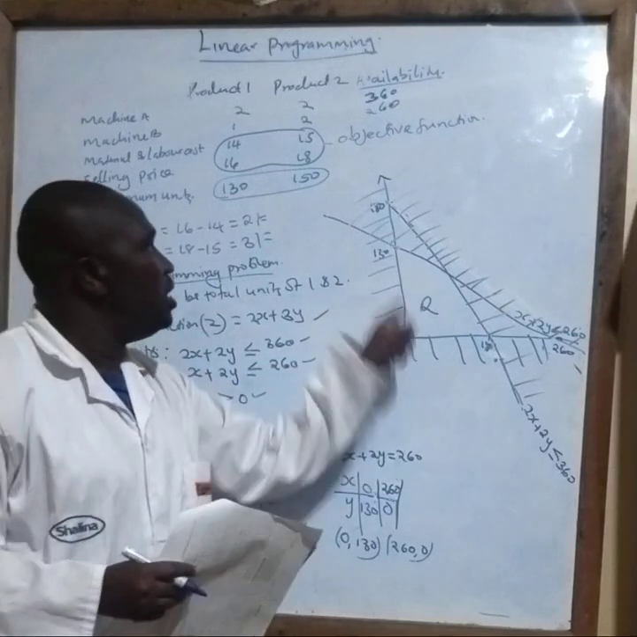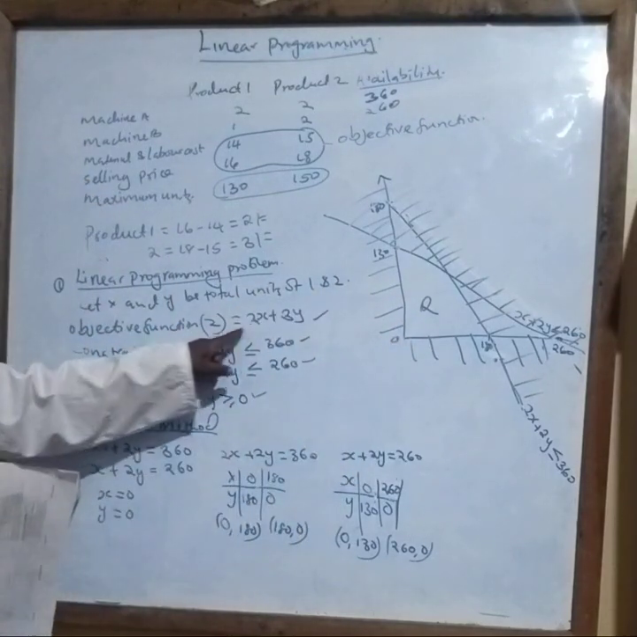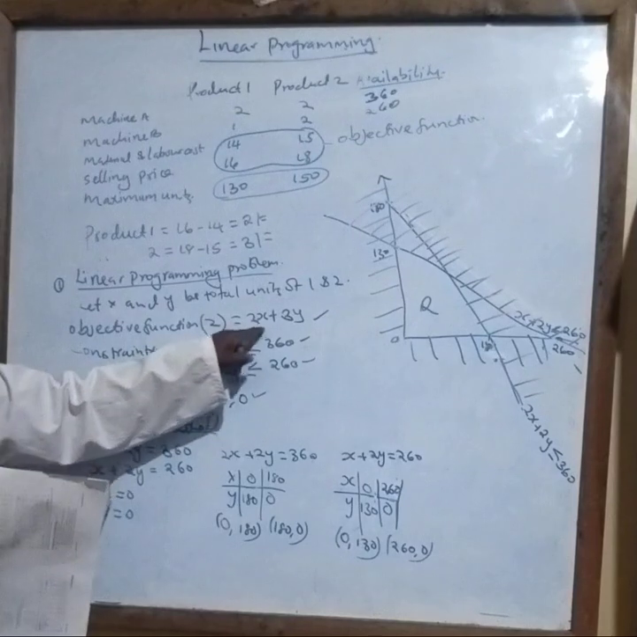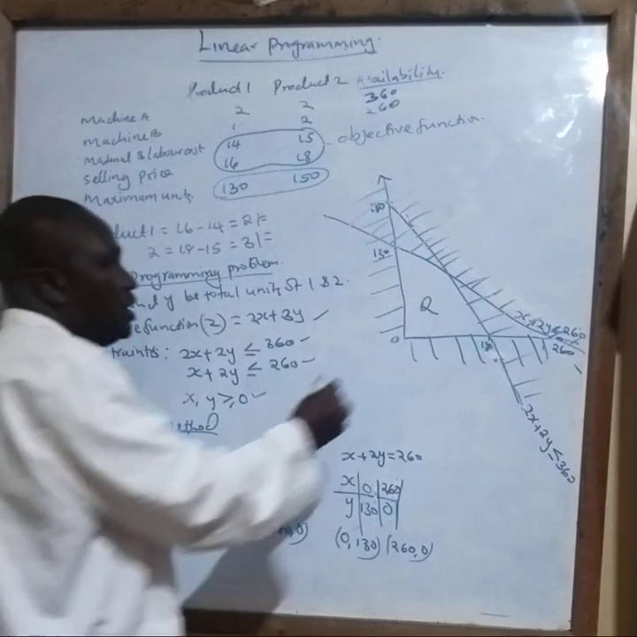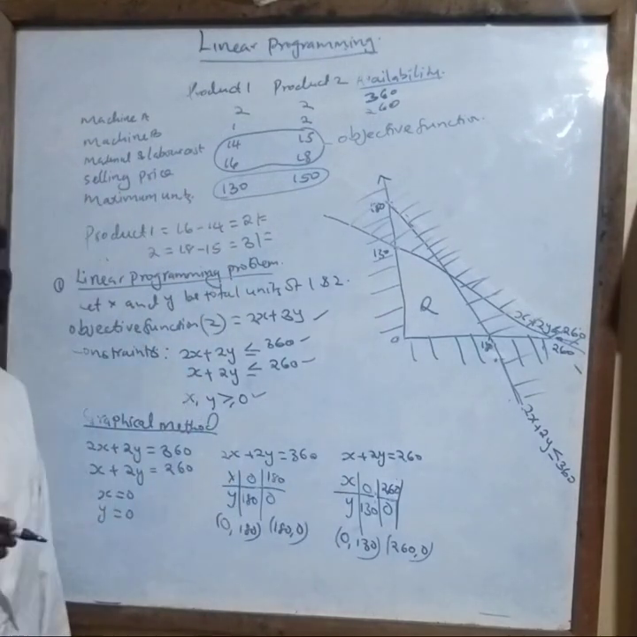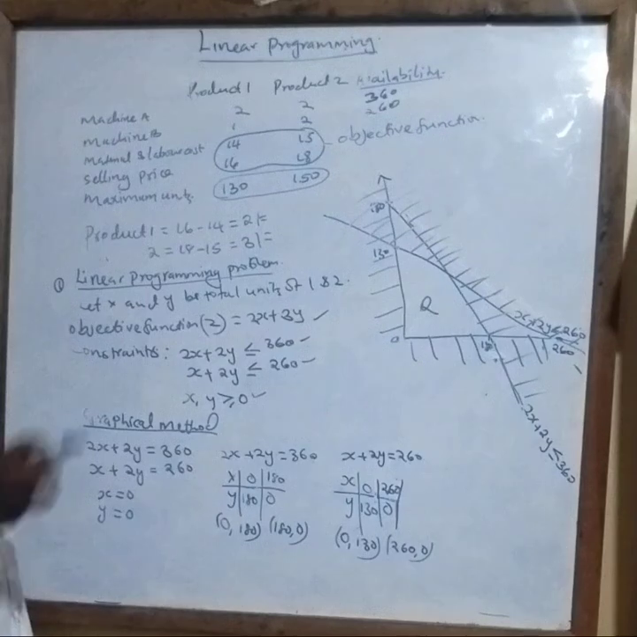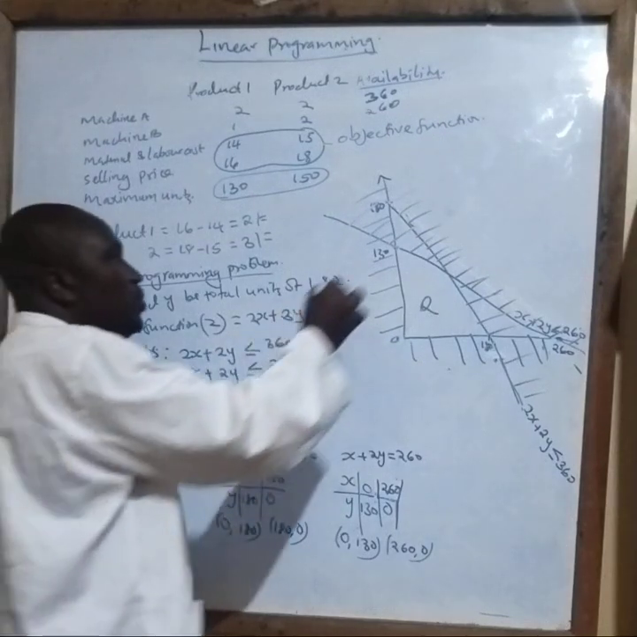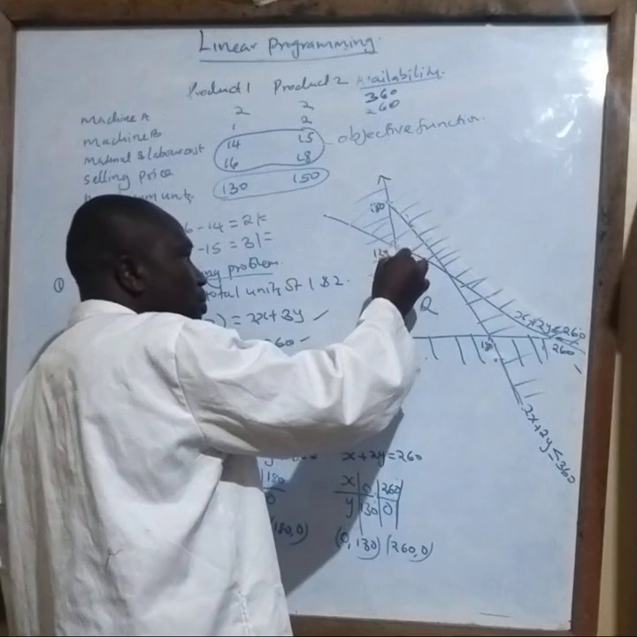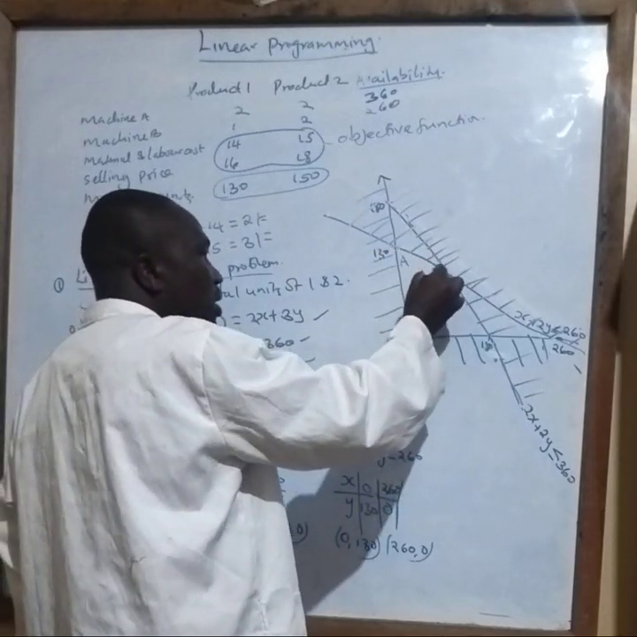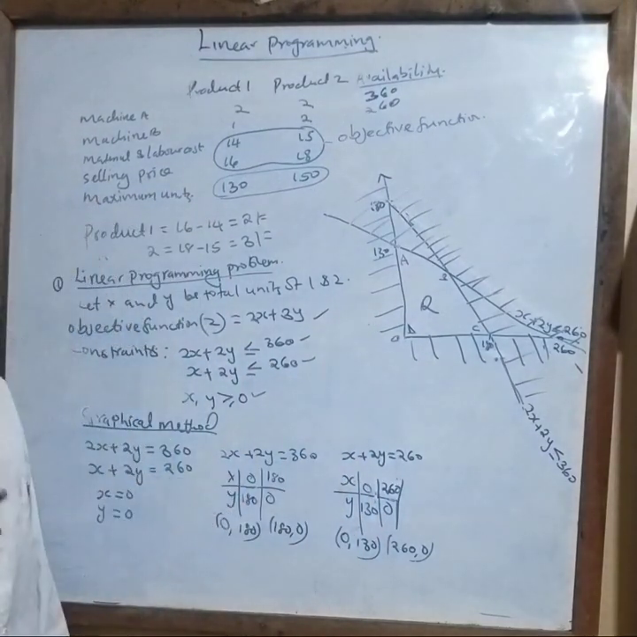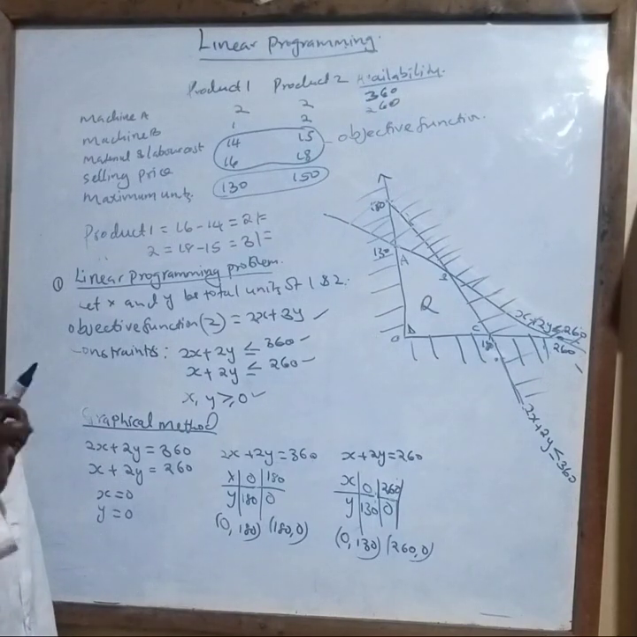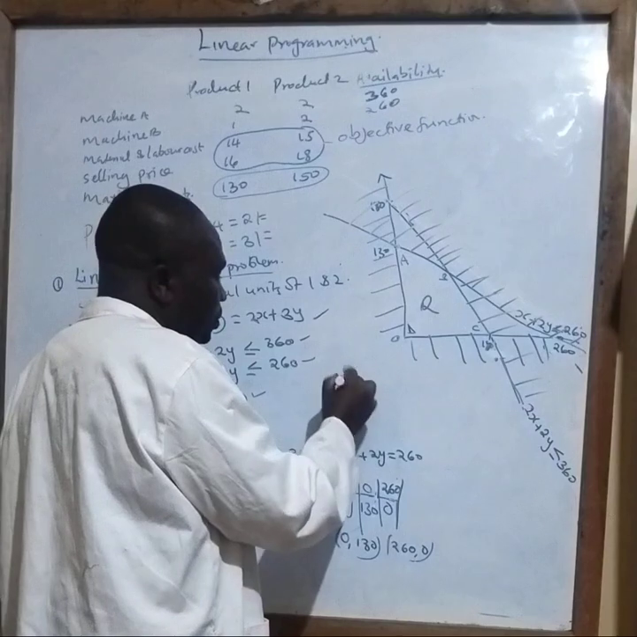This area here is where we shall be maximizing our profits, which we say z is equals to 2x plus 3y. So your work is here. Once you have located your region, look at the corner points where the region is. We can describe this region by saying this is A, this is B, this is C, and this is D. Once you have written like that, locate the coordinates now.